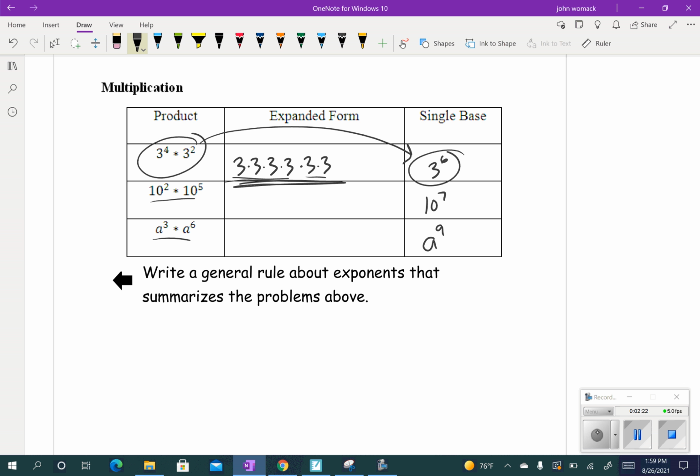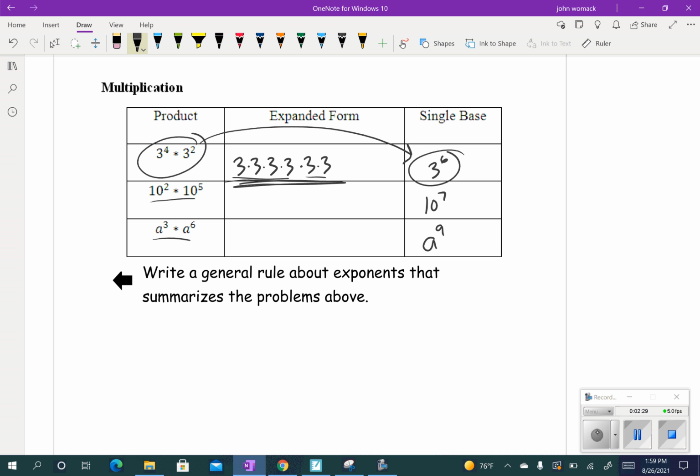So next thing is I want you to pause the video, write out a sentence. This is how it should start. It should start as, if I multiply things with the same base, then, and I want you to write out the rest of that rule. You should have said something like this, right? If I multiply things with the same base, keep the base the same and add the exponents, right?